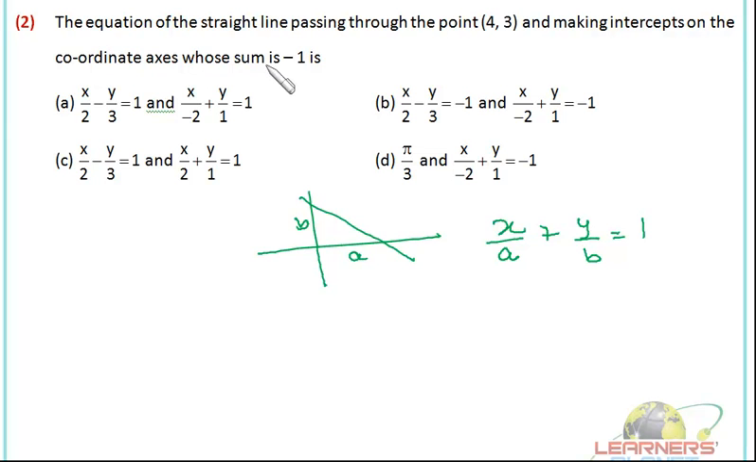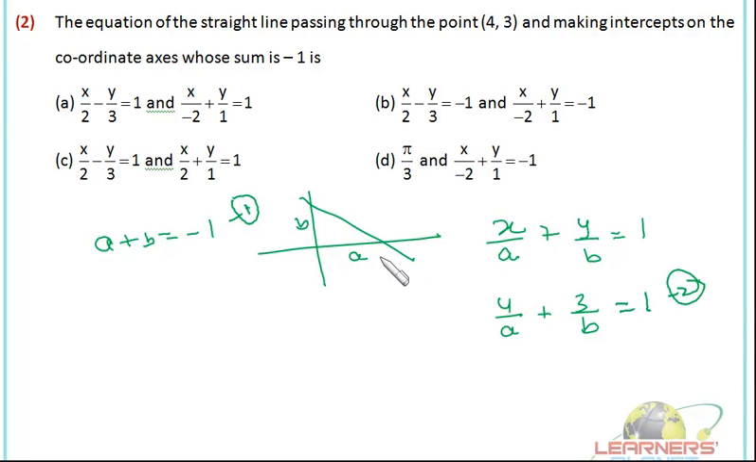And sum of intercept is given as minus 1. That means a plus b is equal to minus 1. Apart from that, this line passes through point 4, 3. So instead of x and y, we can put 4 and 3 respectively, right? So 4 upon a plus 3 by b is equal to 1. So this is the one relation, this is the second relation. Apart from that, this is point a, 0 and this is point 0, b.